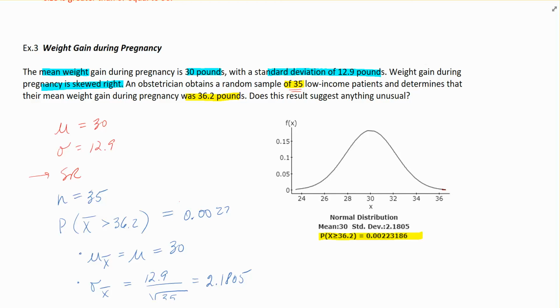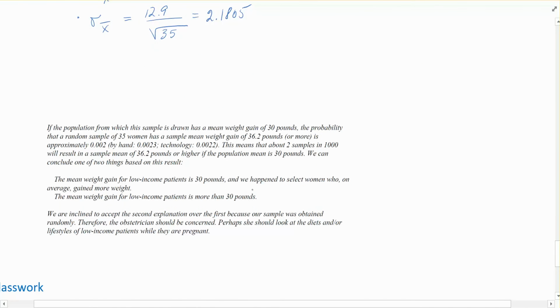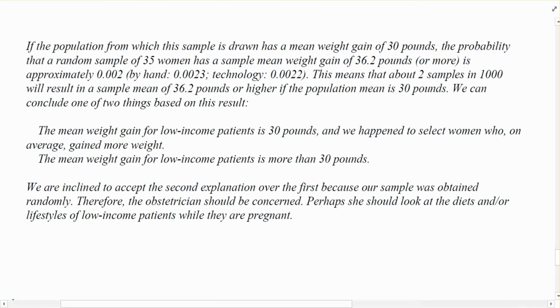From that, we can basically conclude two things. We can conclude that the mean weight gain for those low-income patients is 30 pounds, and what this doctor happened to select were women who on average gained more weight, because it's unusual to come up with a sample having that result. We can also conclude that the mean weight gain for low-income patients is more than 30 pounds. Those are two of the things we could conclude.